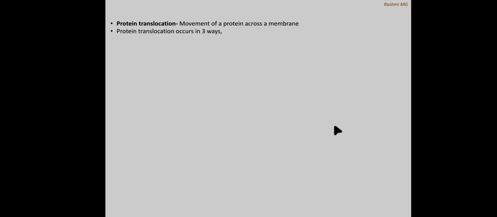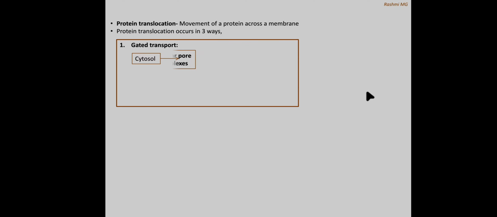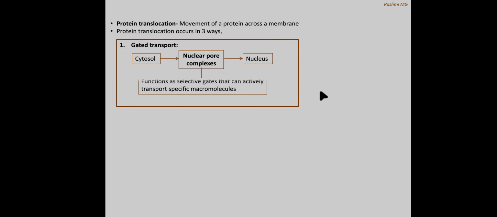Protein translocation. What is protein translocation? It is the movement of protein across a membrane. Protein translocation occurs in three ways. Let us explore that. Gated transport. What is gated transport? The proteins are transported from the cytosol to the nucleus through the nuclear pore complex. The nuclear pore complex acts as a gate. Through that gate, the protein will move from the cytosol into the nucleus. They function as selective gates that can actively transport specific macromolecules.